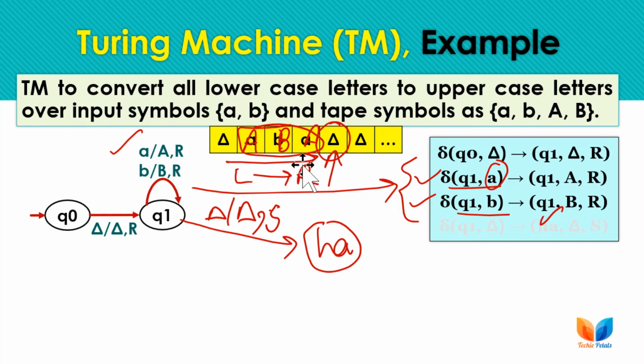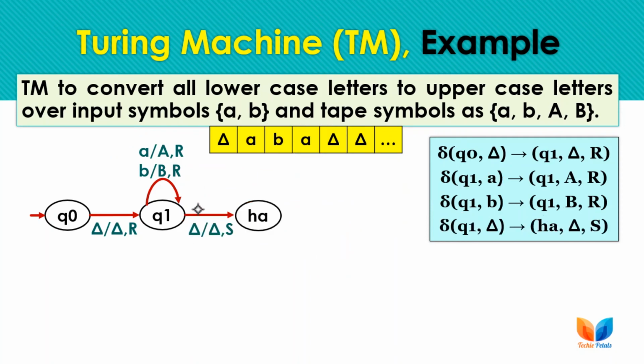Now you can read the output from the tape. Here is the corresponding transition and here is the halt state, and this is the transition from Q1: we are reading a blank and moving to the halt accept state, replacing blank with blank. Now the move is static, meaning the machine is moving from active state to inactive state after this transition, and no other read is allowed.